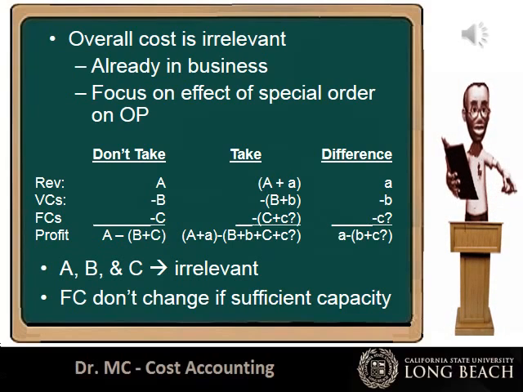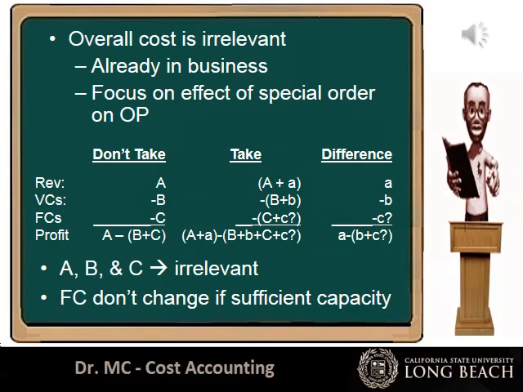You have to read the question carefully to see if there are any additional fixed costs from taking the special order. If there are extra fixed costs, then the take the special order alternative also includes these additional fixed costs, which we will call little c. Because revenues and costs that are the same between the alternatives are not relevant, you can disregard capital A, B and C, and focus on the additional revenues and costs generated by the special order, which are little a, b and c.